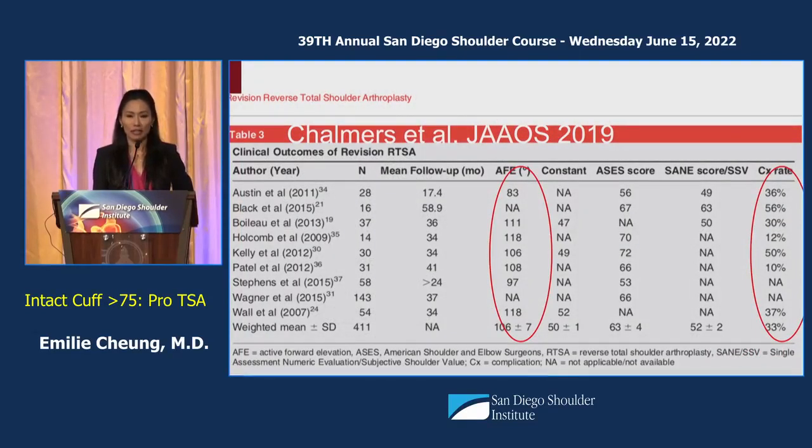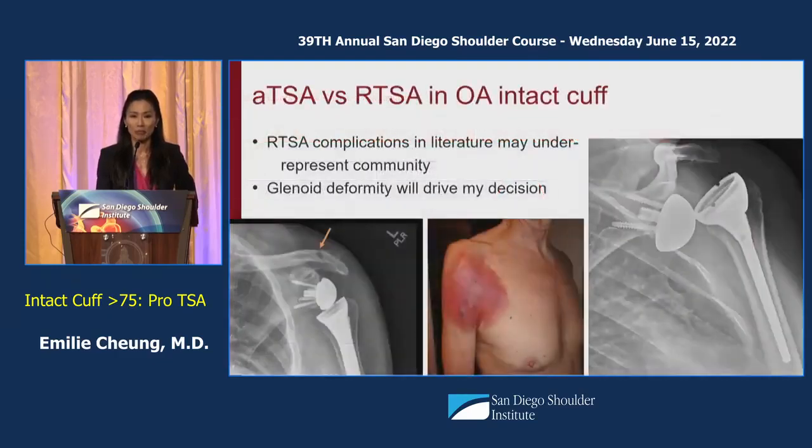This was nicely summarized by Peter Chalmers' paper 2 years ago, looking at revision reverse total shoulder arthroplasty. On average, patients can only get up about 90 degrees of forward elevation, and if you look at the complication rate, again, it is upwards of 10%, 30%, even 50% in some of these papers.